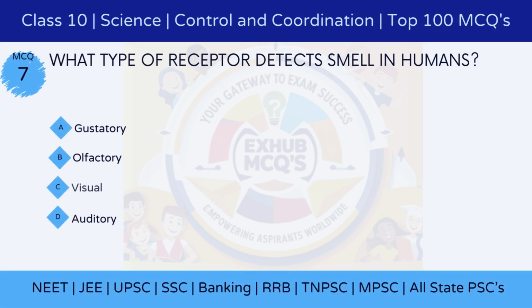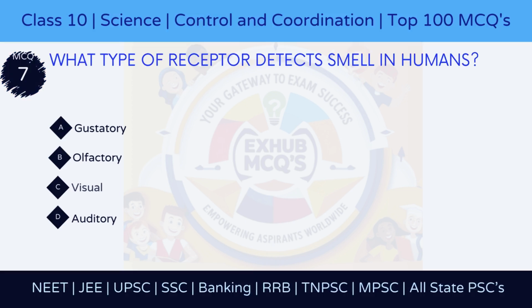MCQ 7. What type of receptor detects smell in humans? Option A, gustatory. Option B, olfactory. Option C, visual. Option D, auditory.